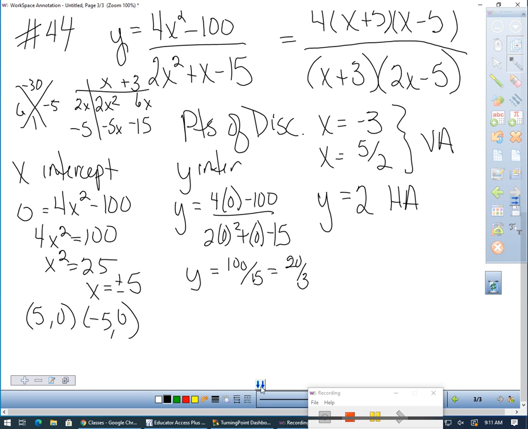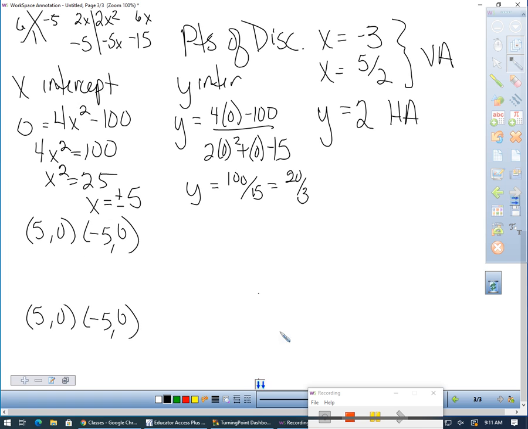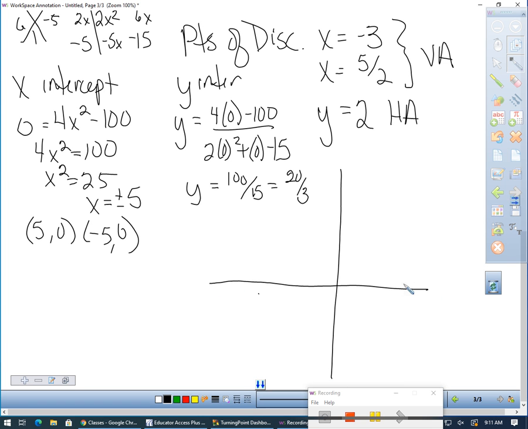Alright, so let's graph what we know. Oh, let me move it up just a little bit. Alright, we have a vertical asymptote at negative 3. We have another vertical asymptote at positive 5 halves. We have a horizontal asymptote at 2.